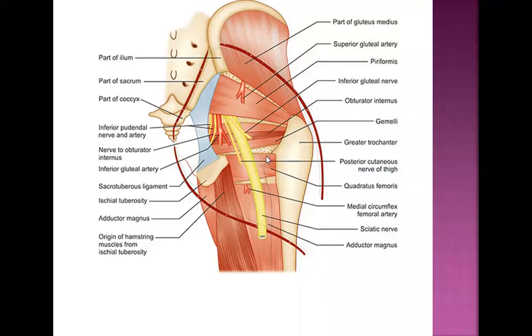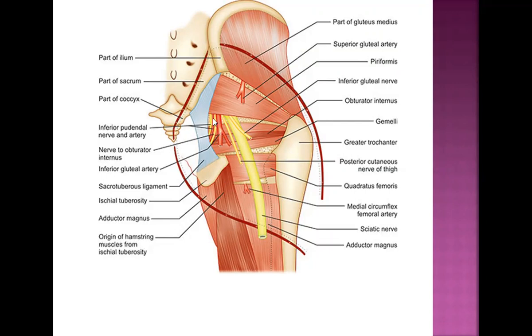Inferior to the gemelli, this muscle is the quadratus femoris. And this bony landmark here is the ischial tuberosity. So you can get the orientation of the bony structures. From the ischial tuberosity, there is origin of muscles of the posterior compartment of the thigh, which are called the hamstring muscles. So please learn this diagram, then you'll be able to learn this topic easily. Once you know this diagram, all the structures are present here.